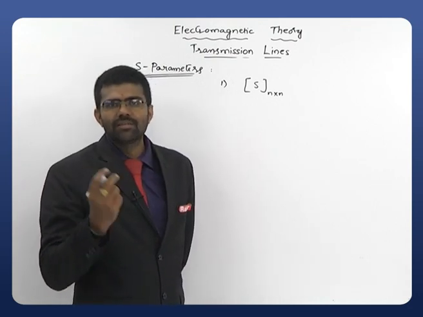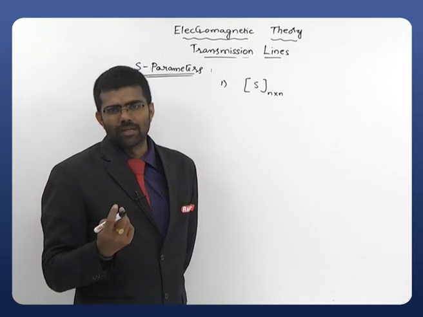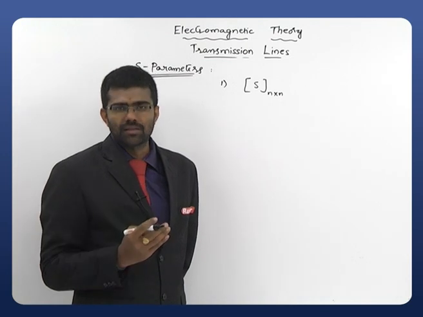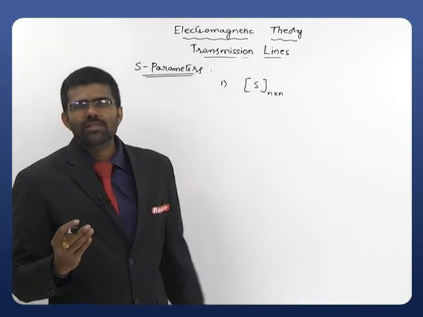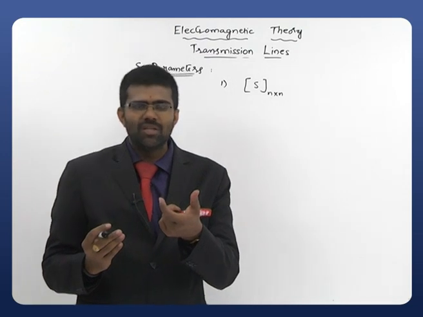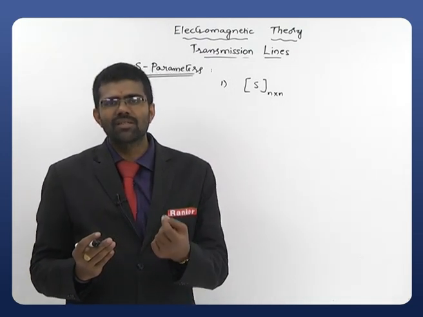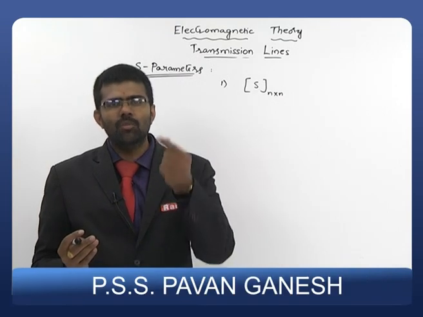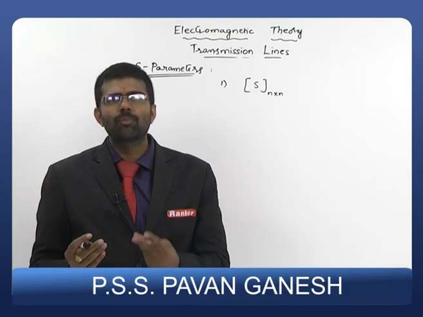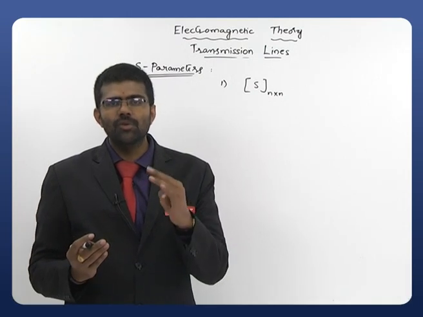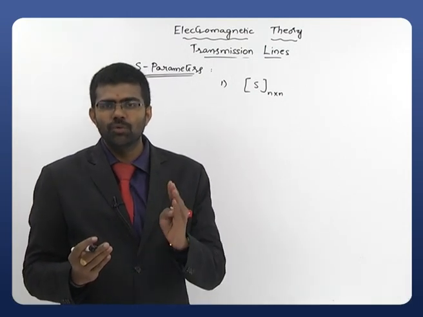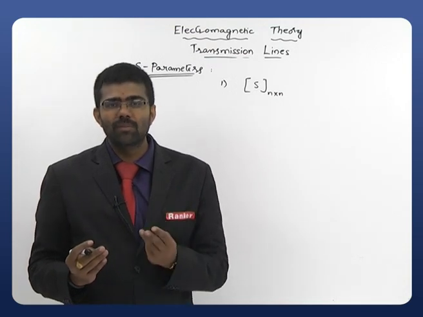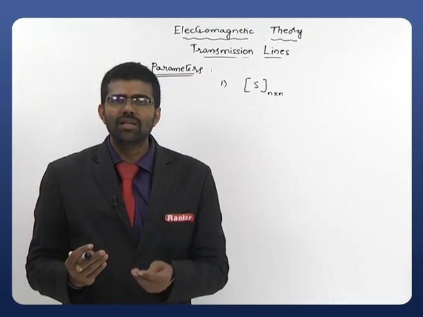As an example, if you are taking a 3-port device, then it is simply 3 by 3. If you are considering a 4-port device, it is a 4 by 4 matrix. I'll give you an example. We have one simple device called the Magic T in our microwave devices. That Magic T consists of 4 ports. The E-plane T has 3 ports and one more port is there apart from that one. So it's a 4-port device. For those 4 ports, if you want to derive the scattering matrix, then you have to use a 4 by 4 matrix. And a 3-port circulator, then you have to go for a 3 by 3 matrix.